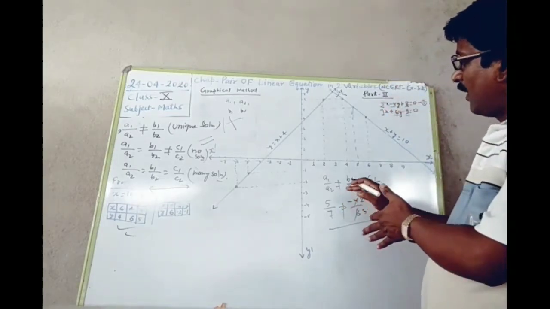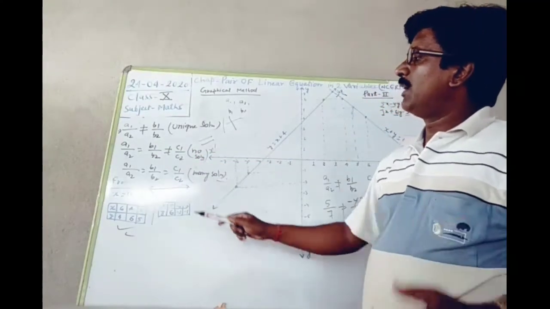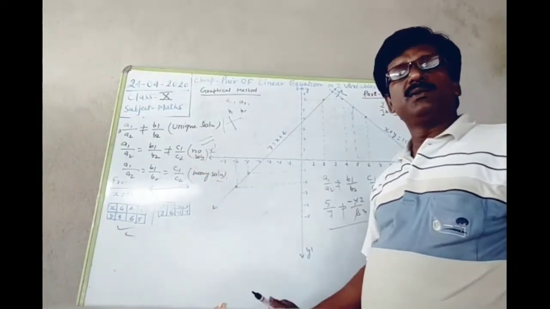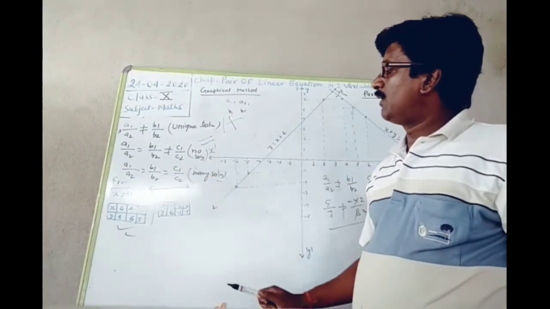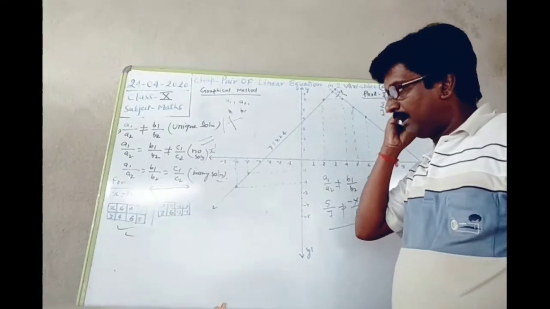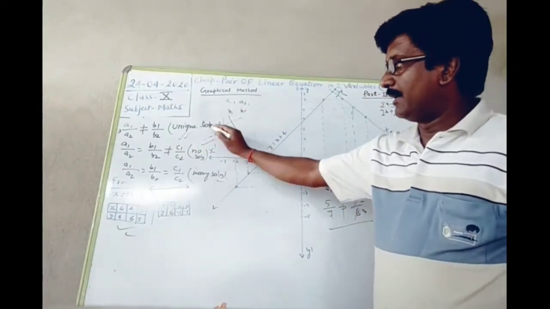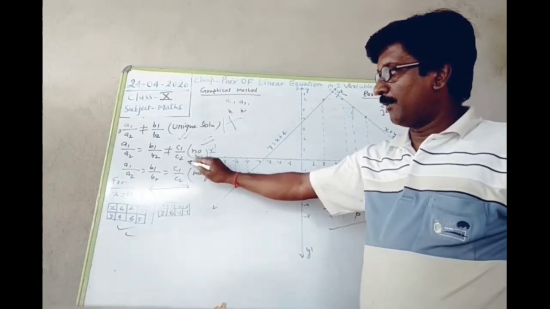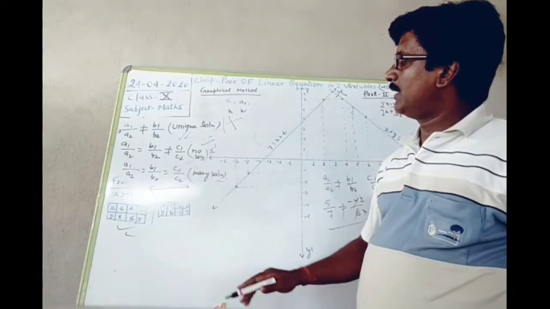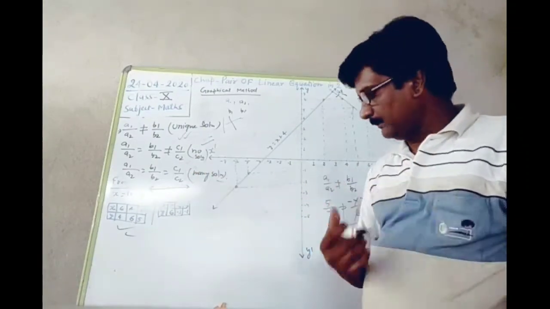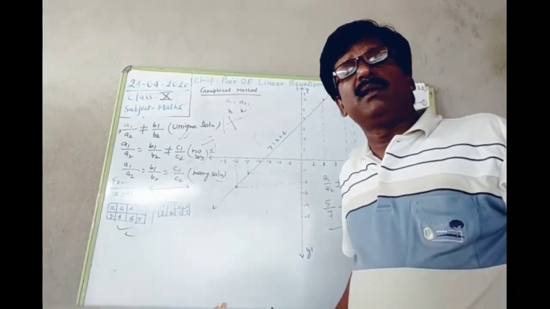Similarly, when A1 by A2 equals B1 by B2, and this is not equal to C1 by C2, then the system has no solution. If all the ratios are equal, then it has many solutions. When it lies in this form, it has intersecting lines, and when in this form, it has parallel lines, and when all the ratios are equal, it has coincident lines. Okay, and on the same basis, it is given as consistent and inconsistent.